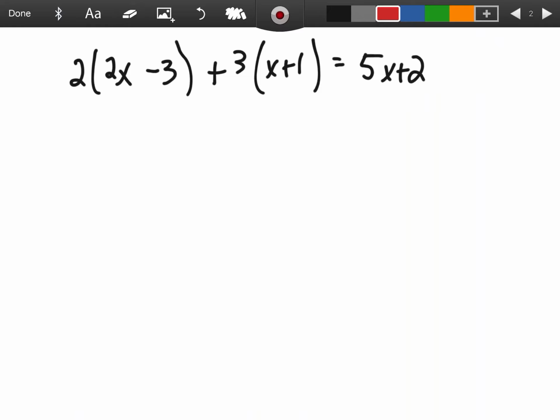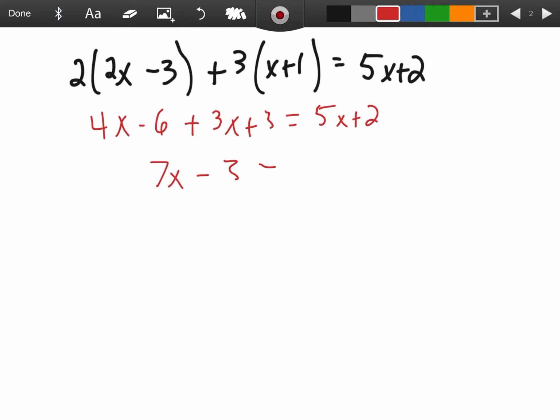In this first example, we are trying to solve this equation for x. We want to solve for the variable x. So we'll start off just by distributing. We have 4x minus 6 plus 3x plus 3 equals 5x plus 2. Now we'll combine like terms. 4x plus 3x gives me 7x. Negative 6 plus 3 gives me a minus 3. So we have 7x minus 3 equals 5x plus 2.